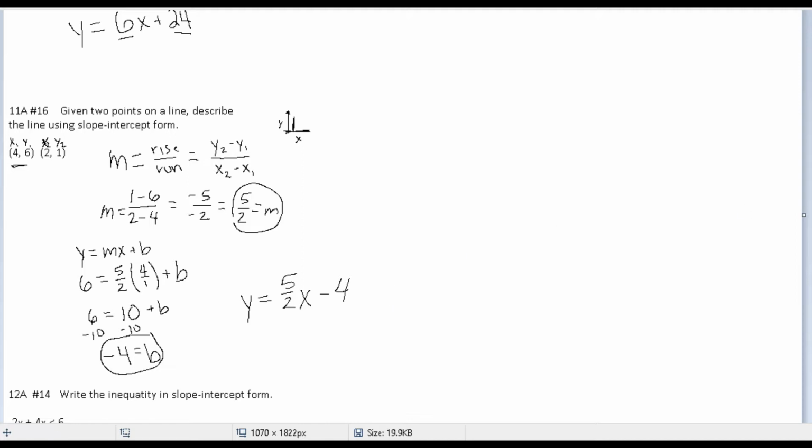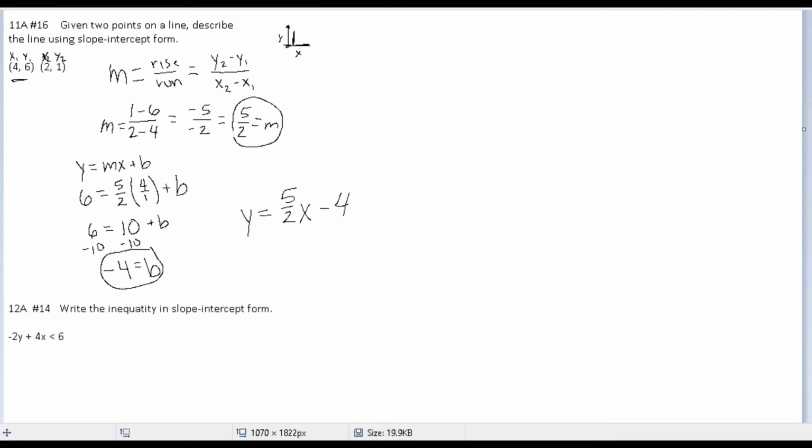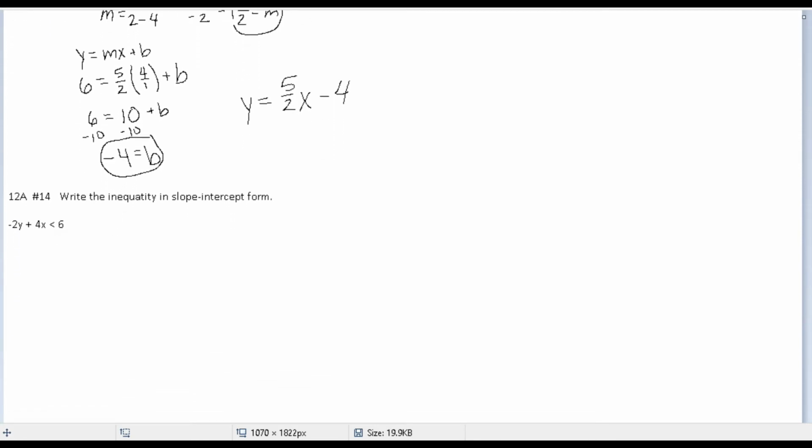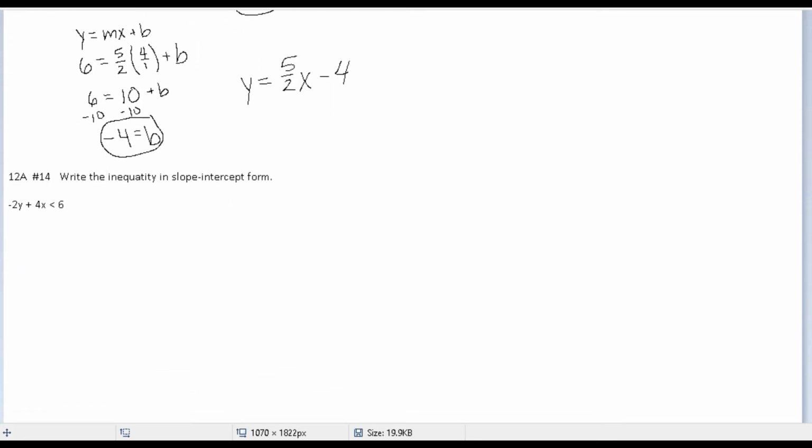It just takes practice to know these formulas and be able to use them and plug things in and get to where it's pretty fast when you do it. Alright, now we're moving on to 12a. We have write the inequality in slope-intercept form.